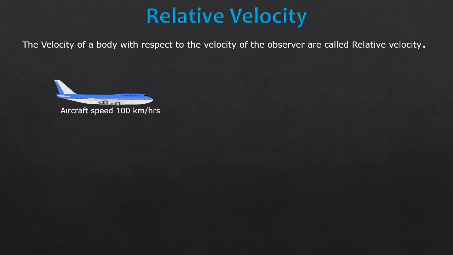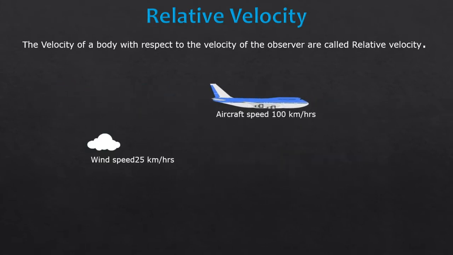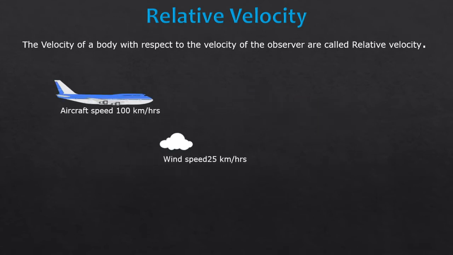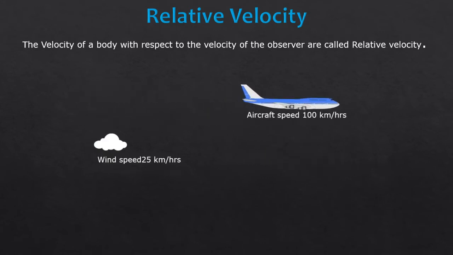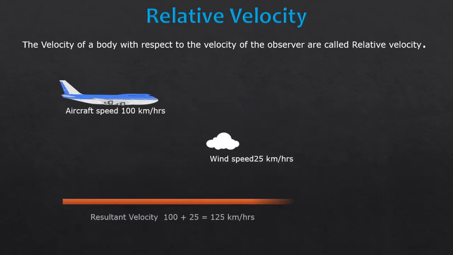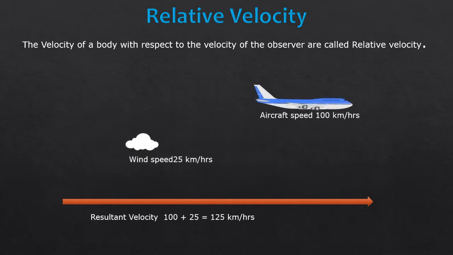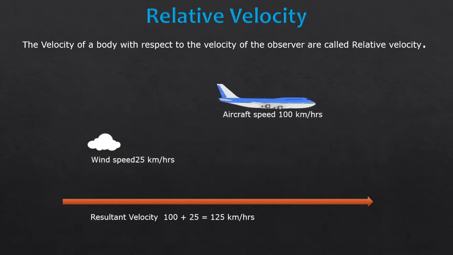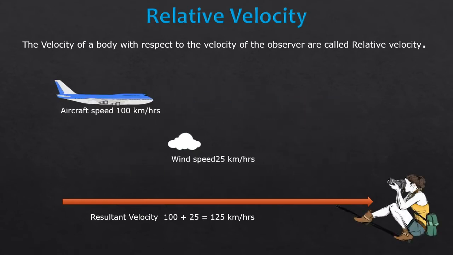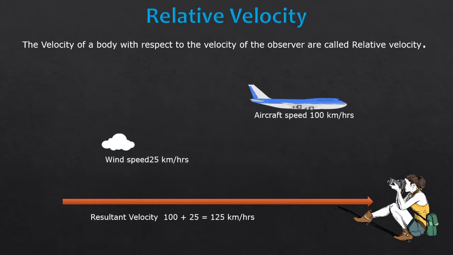For example, one aircraft has a speed of 100 km per hour and the wind speed is 25 km per hour in the direction of the aircraft's flying path, or you can say the tailwind is 25 km per hour. So the resultant velocity will be 100 plus 25 equals 125 km per hour. If you see the aircraft from the ground, the speed of the aircraft will be 125 km per hour.